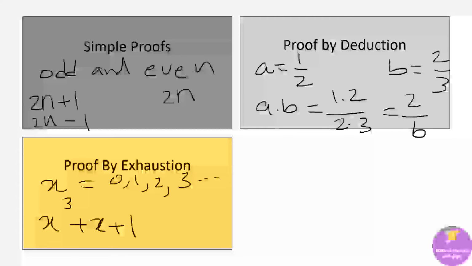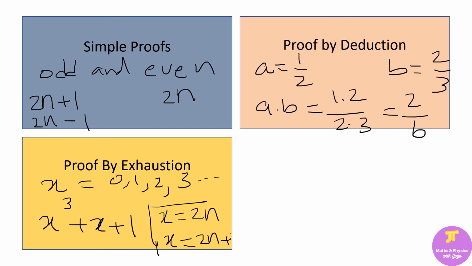So proof by exhaustion means that first you will say x is an even number, and you will prove that x cubed plus x plus 1 is an odd number. Then the second case is you will say x is an odd number. Then you will prove this x cubed plus x plus 1 is an odd number. So x is any number, you are breaking this down into odd and even numbers, and you are proving that this expression is always odd, whether x is an odd or even value.